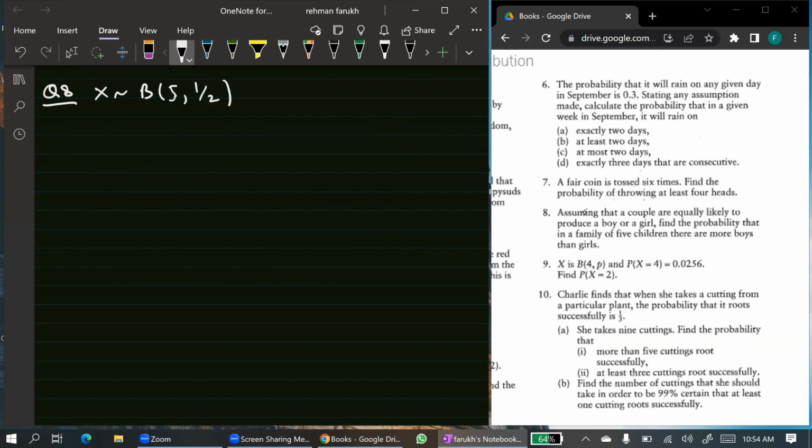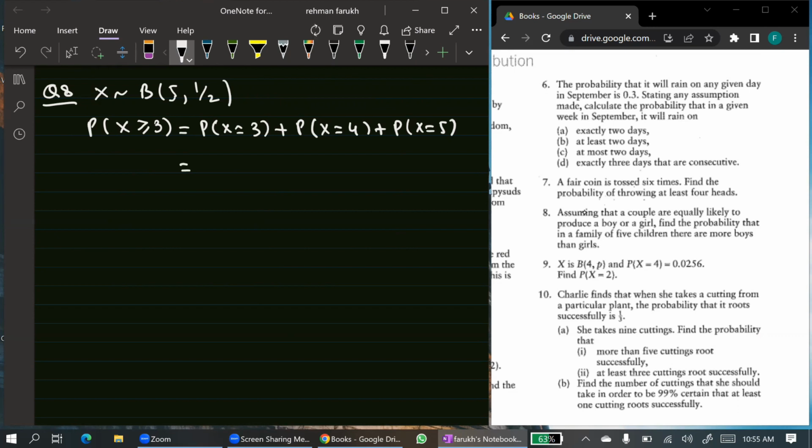So this one is the definition of the binomial distribution. There are more boys in 5, so we want to find the probability that x is greater than or equal to 3. Out of 5, if there are 3 boys, then boys are more. If there are 4 boys, then there are more boys. And if there are 5 boys, then there are more boys than girls.